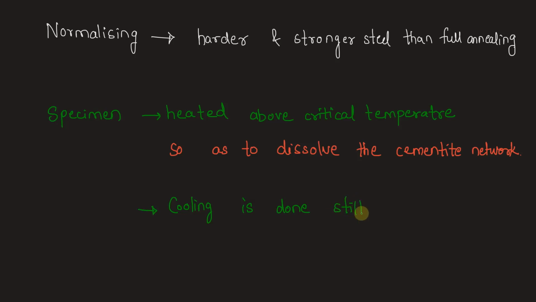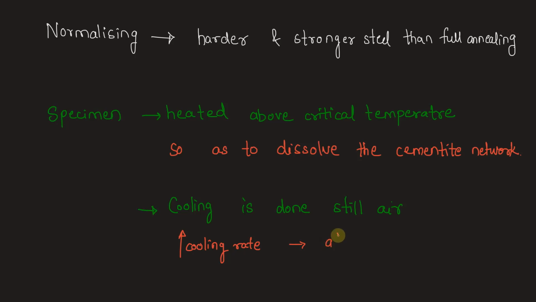It is not done in furnace, but in still air, so that the cooling rate is higher. If it's done in furnace, the cooling rate will be lower because of the ambient temperature in the furnace. When it is done in still air, it is subjected to the atmospheric temperature and therefore the cooling rate will be higher. As the difference between the temperature of the specimen and the atmospheric temperature is higher, the cooling rate will also be higher, as both are directly proportional. So because the cooling is done in still air, we get a higher cooling rate than in case of annealing, of course. And this affects the transformation of austenite.